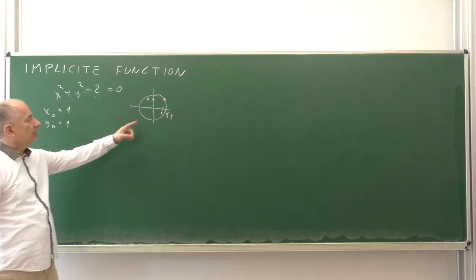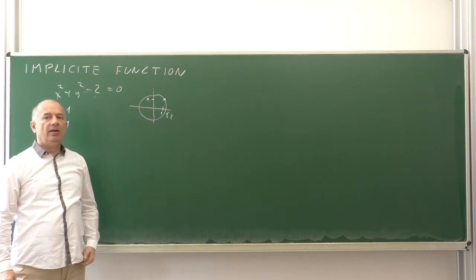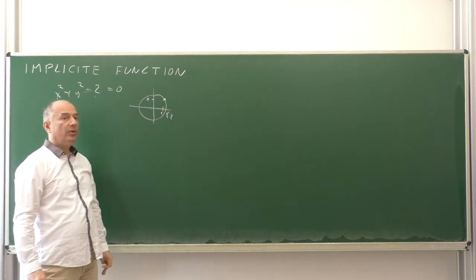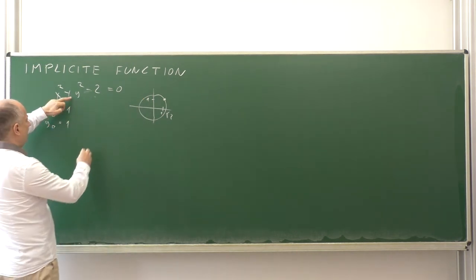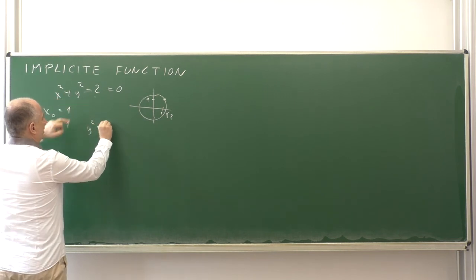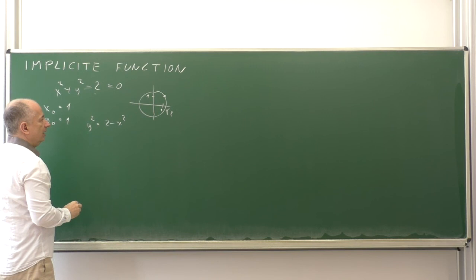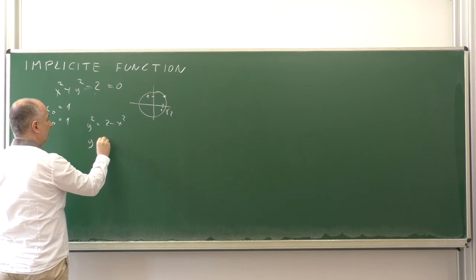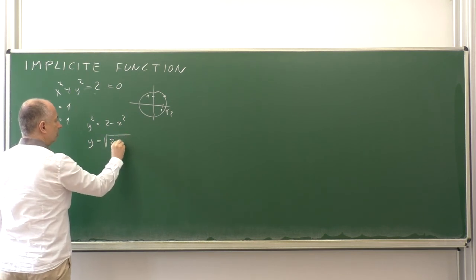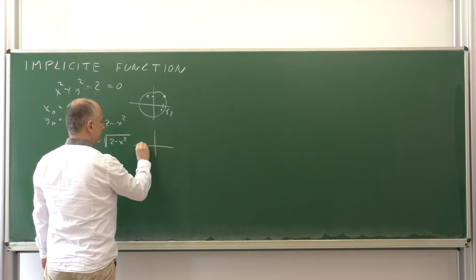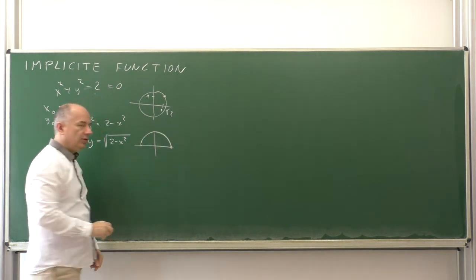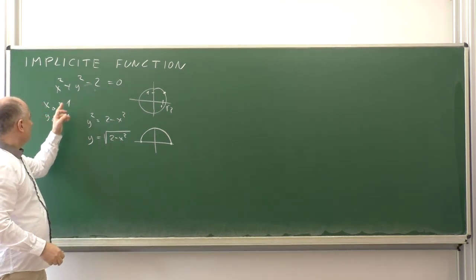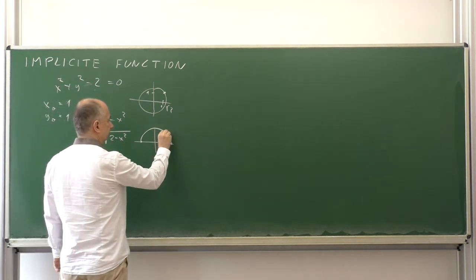It is not possible to consider the entire circle as a graph of a function. But if we choose only the upper part, then we can express this in the explicit way. Because if we write y squared is 2 minus x squared, then assuming only non-negative y, we can write y is square root of 2 minus x squared. This is not the whole circle, but it's okay if we are just interested in some neighborhood of the point 1, 1.